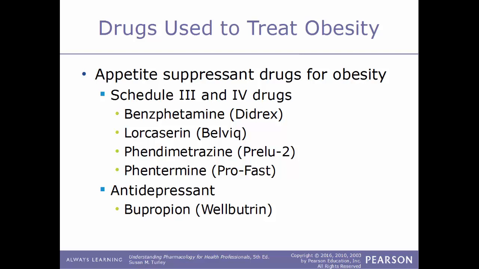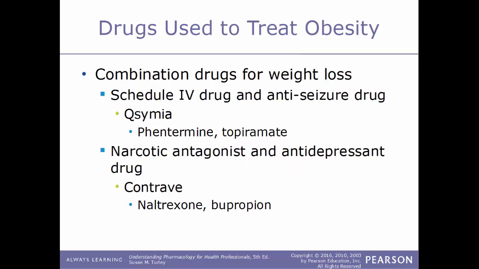So another type of appetite suppressant would be an antidepressant. An example of that would be bupropion, which is sold under the name Wellbutrin. In addition to those, you can have combination drugs that are used to treat weight loss. So you may see a combination of a Schedule 4 drug along with an anti-seizure drug. An example of this would be Qsymia, which is a combination of phentermine and topiramate. You can also have a combination of a narcotic antagonist and an antidepressant drug, such as Contrave, which is a combination of naltrexone and bupropion.